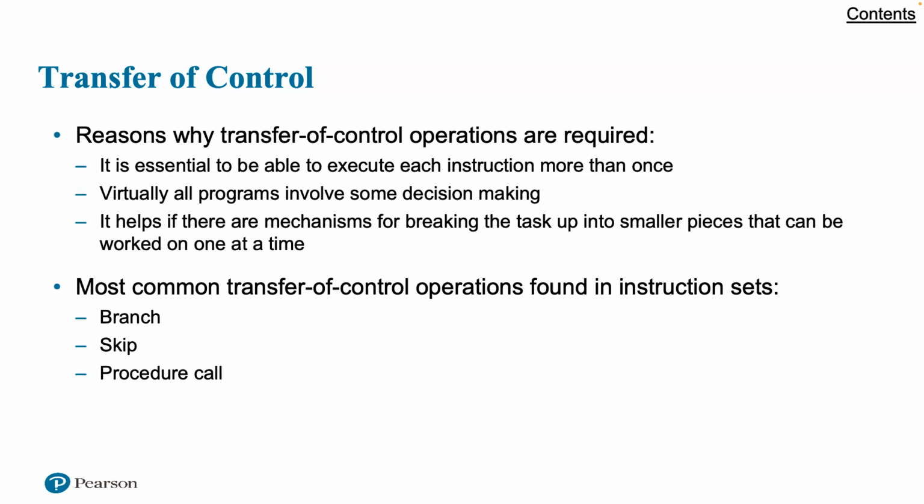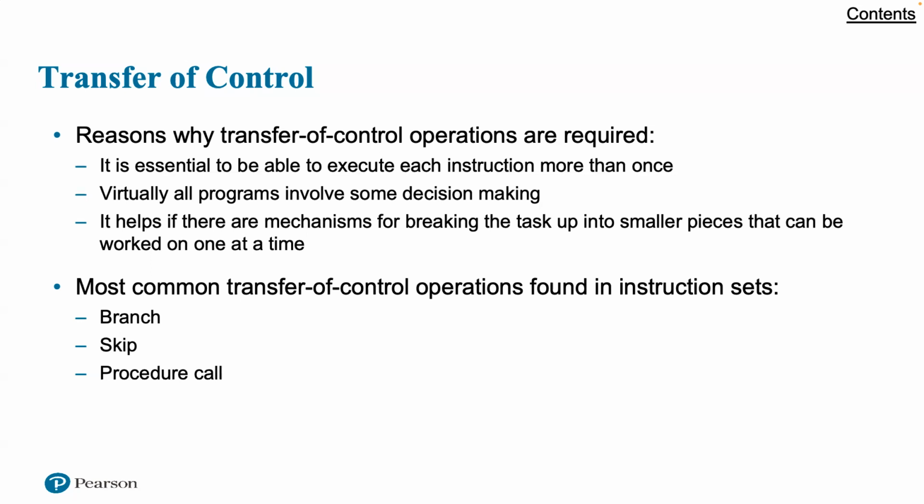Virtually all programs involve some decision making. We would like the computer to do one thing if one condition holds and another thing if another condition holds. For example, a sequence of instructions computes the square root of a number. At the start of the sequence, the sign of the number is tested. If the number is negative, the computation is not performed, but an error is reported.